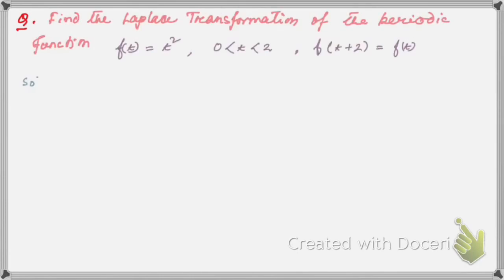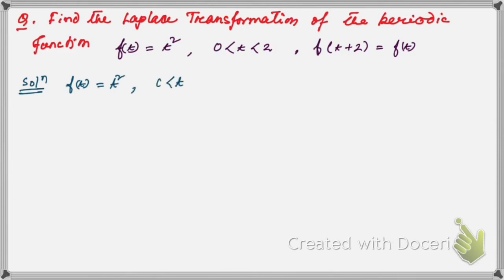So we need to find the Laplace transformation of this. Let me write the given function. Here f of t is t square for t greater than 0 and less than 2, and f of t plus 2 is also equal to f of t. So this represents nothing but f of t is a periodic function, that's all. So here the period is 2.